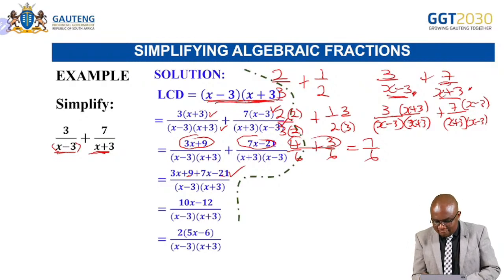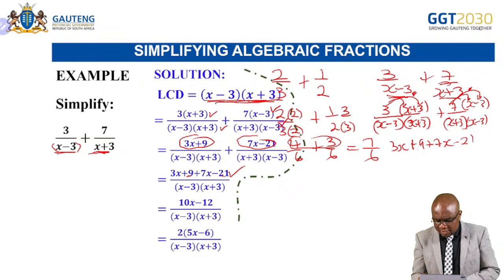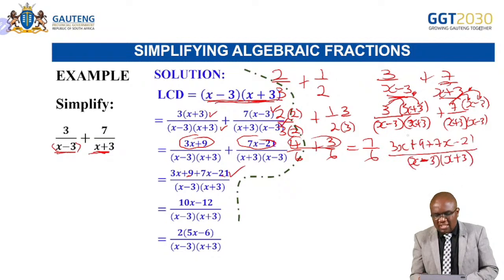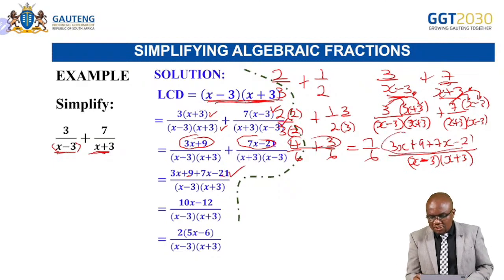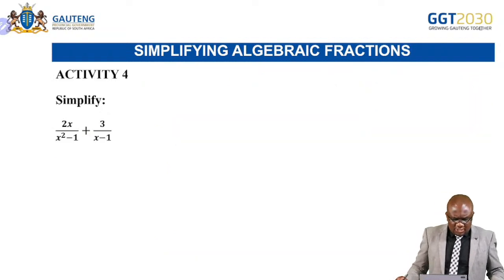So I can have this top part. I've distributed here. 3 times x here is 3x. 3 times 3 there is plus 9. Plus 7 times x there is plus 7x. Plus 7 times negative 3 there is negative 21. Do you see distribution? And then over our common denominator, which is x minus 3, then x plus 3. And then from there, you can simplify this to 10x minus 12. Right. Let's move on to the next one.